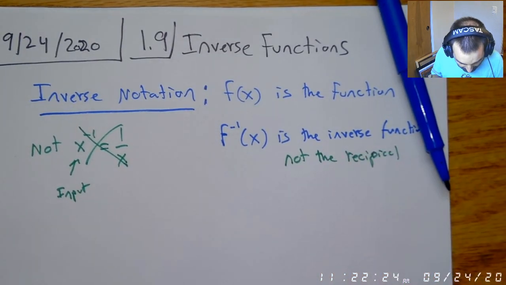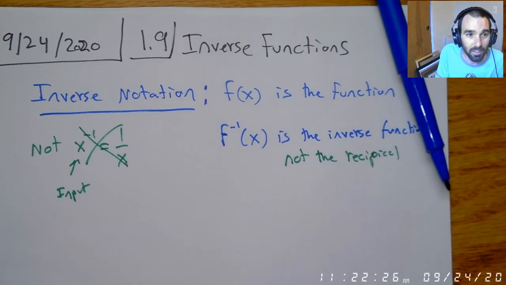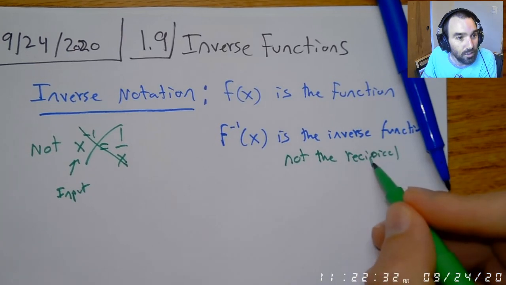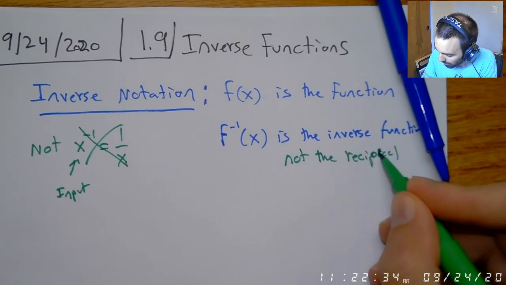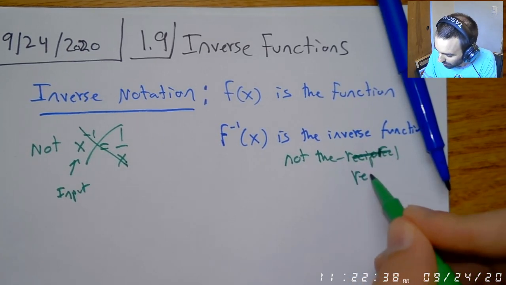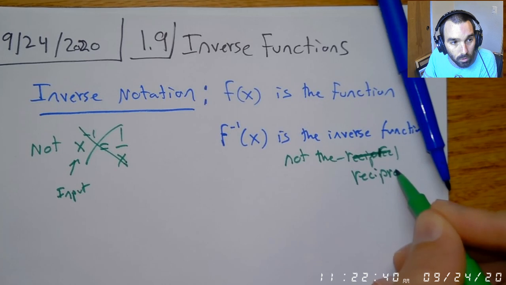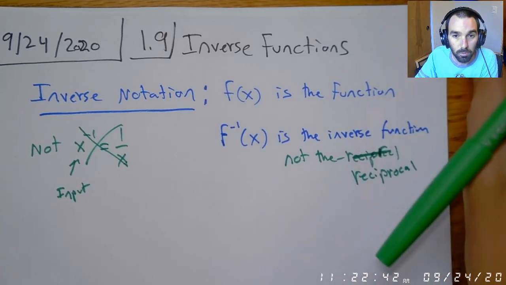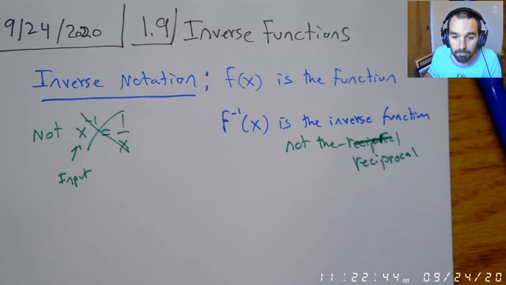I just totally misspelled reciprocal, and I feel a little sheepish. There we go. Oops. There we go. That's an R. Oh, I'm just gonna try again. Reciprocal. Okay, not the reciprocal.